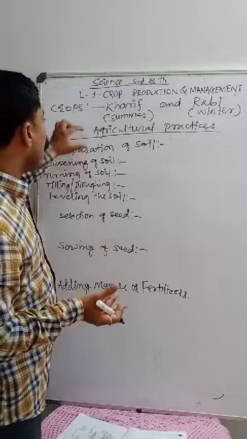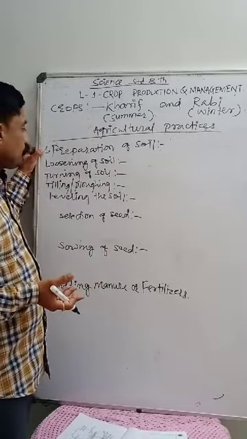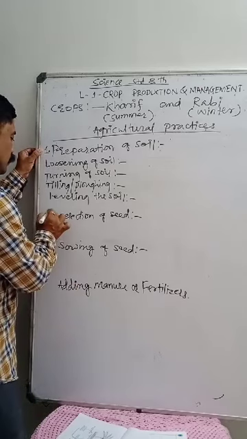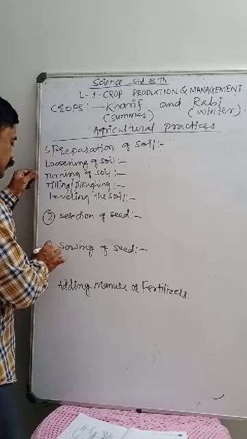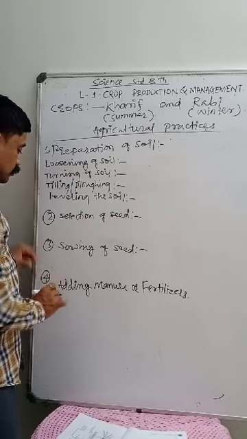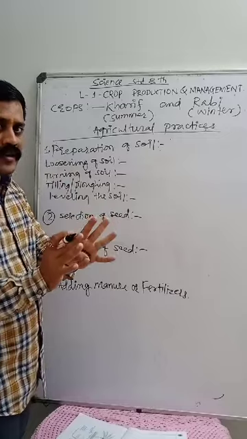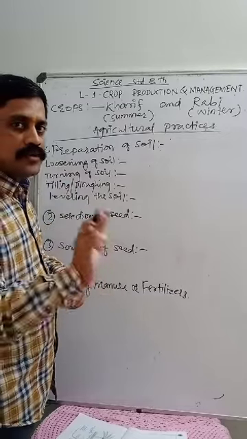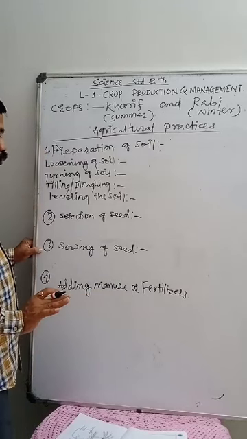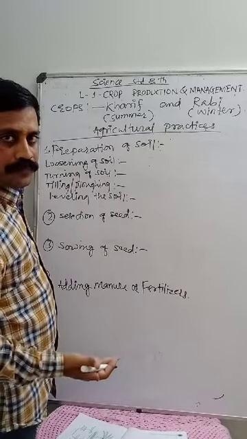Okay, so what are the agricultural practices? Preparation of soil, that is loosening of soil. Then second one, selection of seed. Then sowing of seed. Then adding manure or fertilizers. Okay, there are 8 practices, but we will take step by step. First we will see the first four: preparation of soil, selection of seed, sowing of seed and addition of manure and fertilizer in the soil.